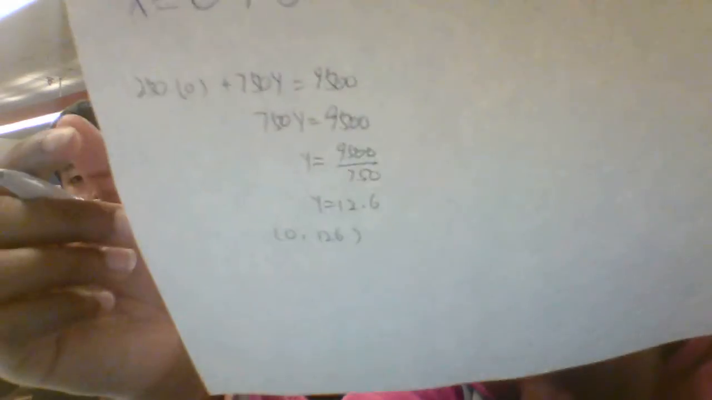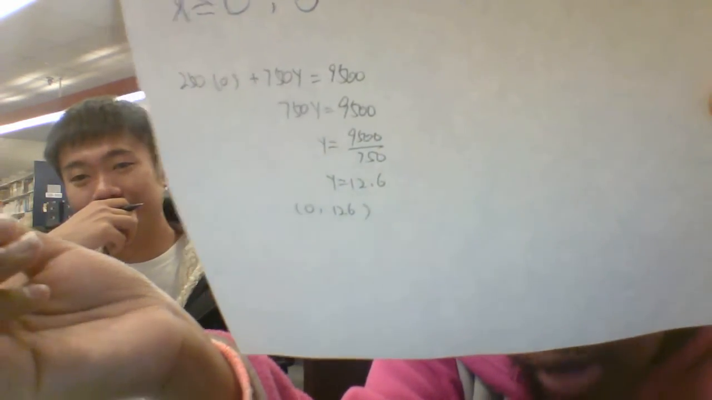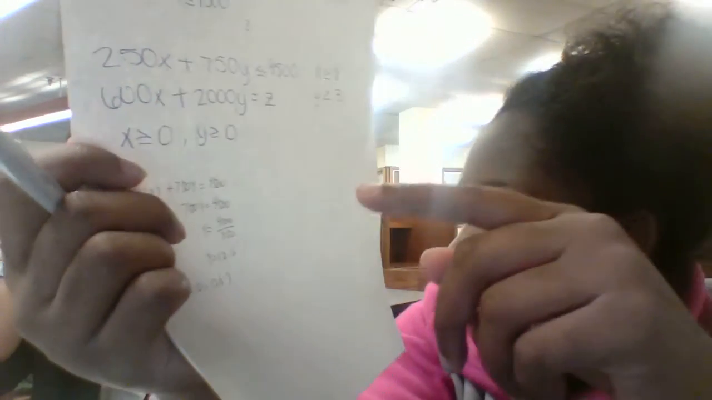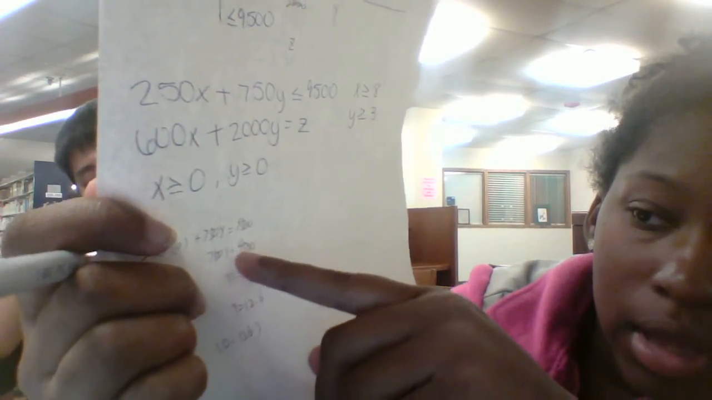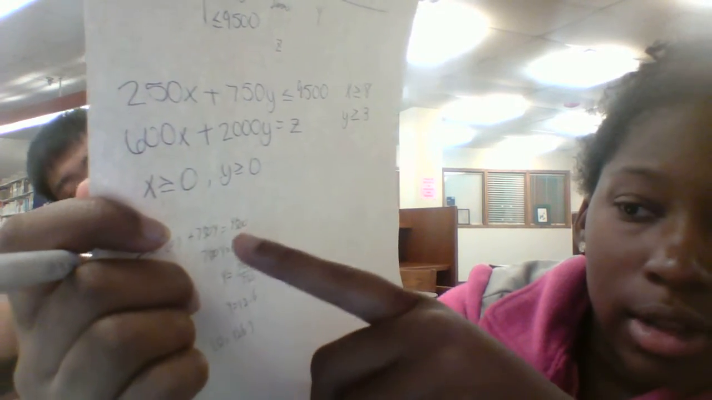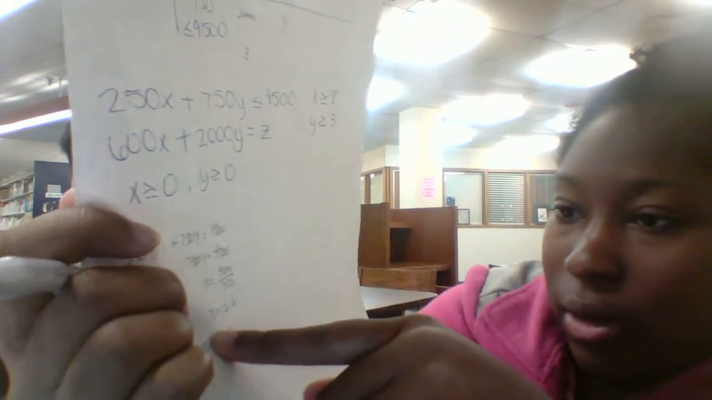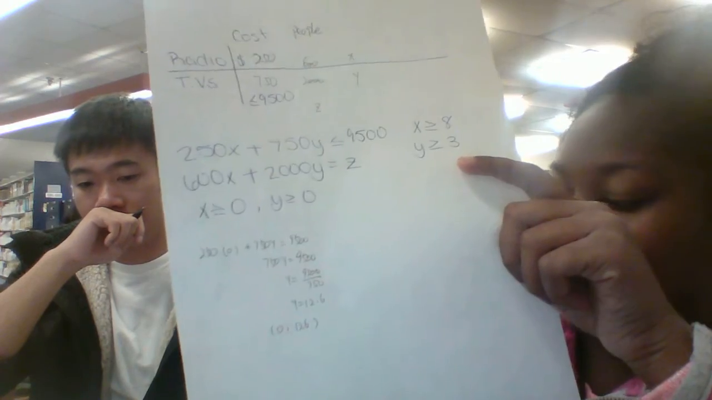So the first part, you want to do 250, and then for x, you want to substitute 0. So 250 times 0 plus 750y, because you want to solve for y, equals 9,500. So 750y equals 9,500, and then you divide those two, and y gives you 12.6.